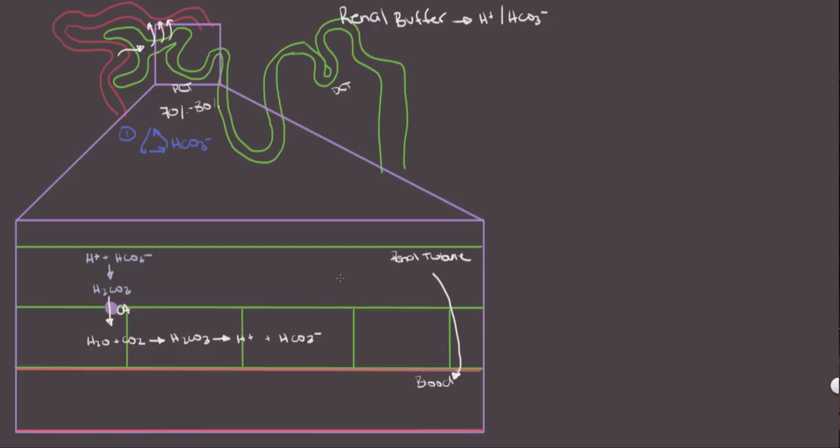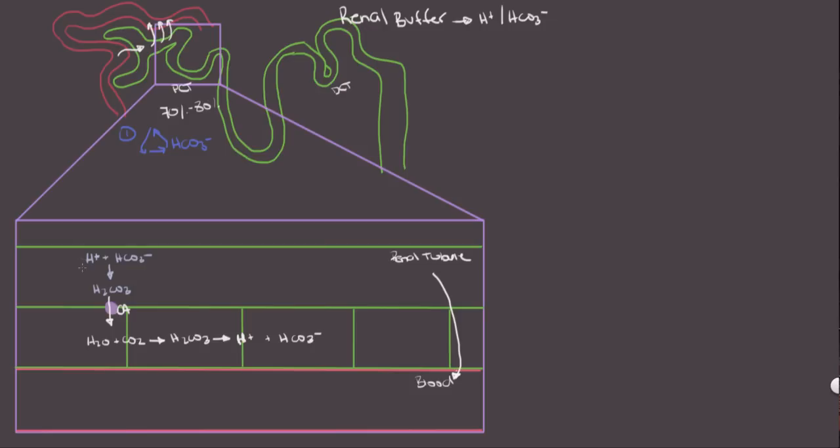And at this point, many students get confused about, well, if I started with hydrogen ions and bicarbonate ions, why am I just taking this system all the way back to create more hydrogen ions and bicarbonate ions? The reason is that if we just left the hydrogen and bicarbonate up in the renal tubule, you're going to pee both of them out.